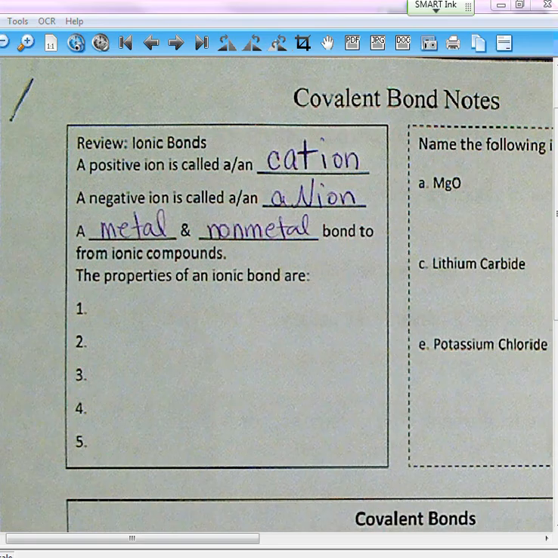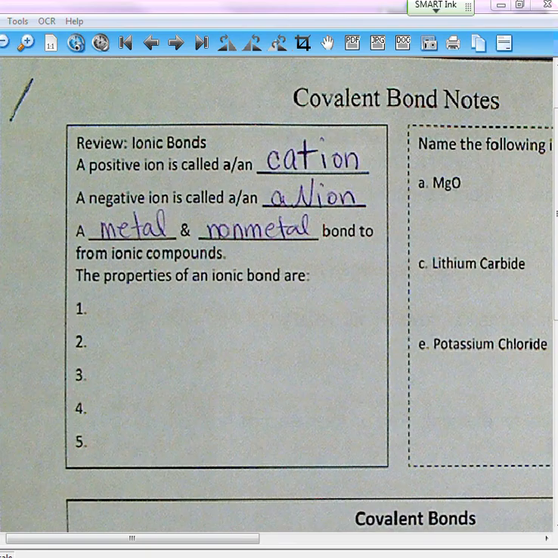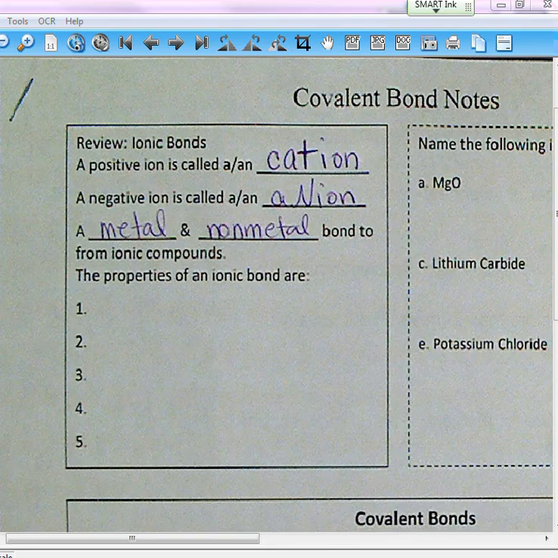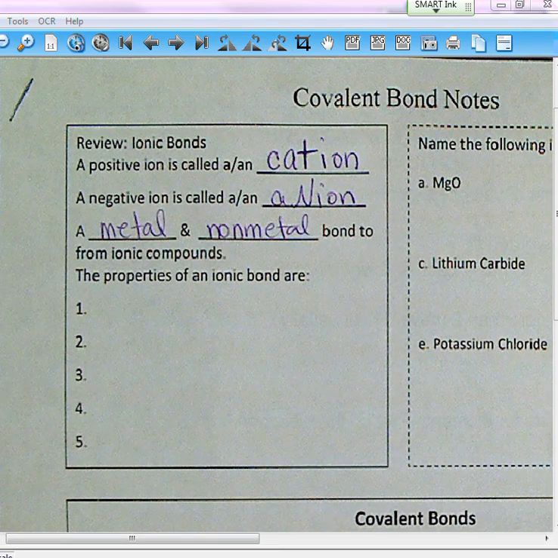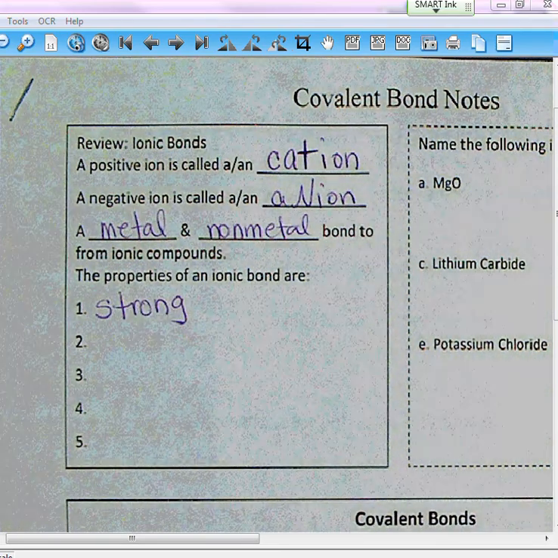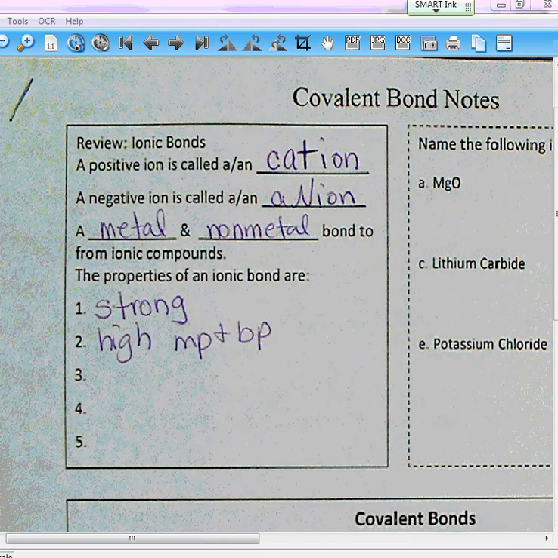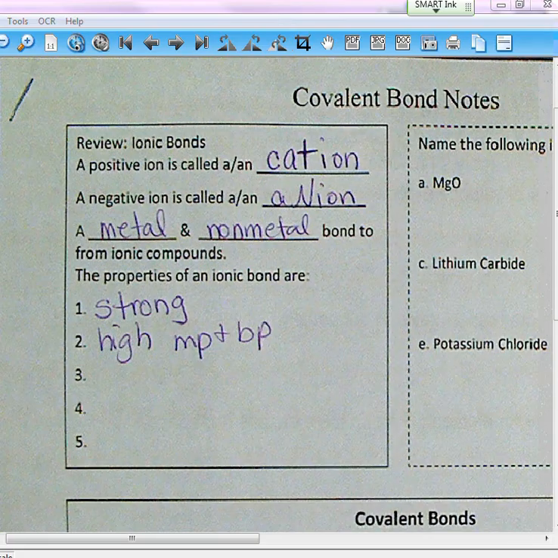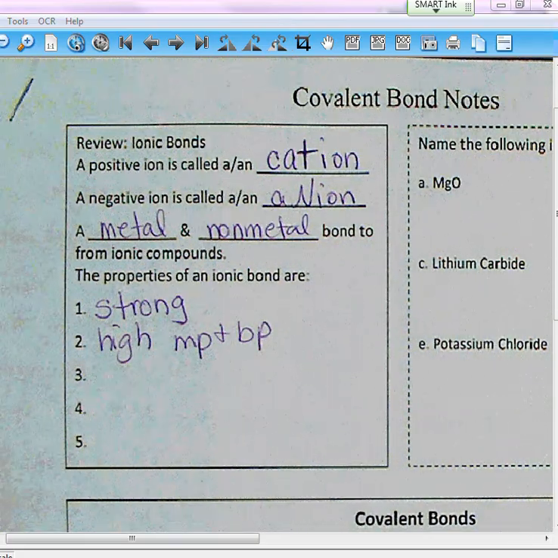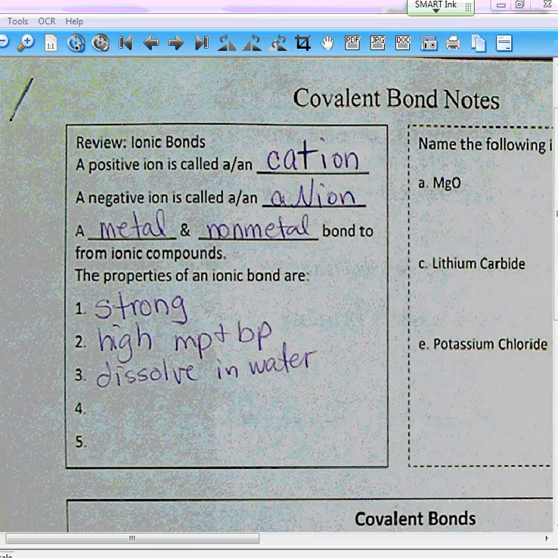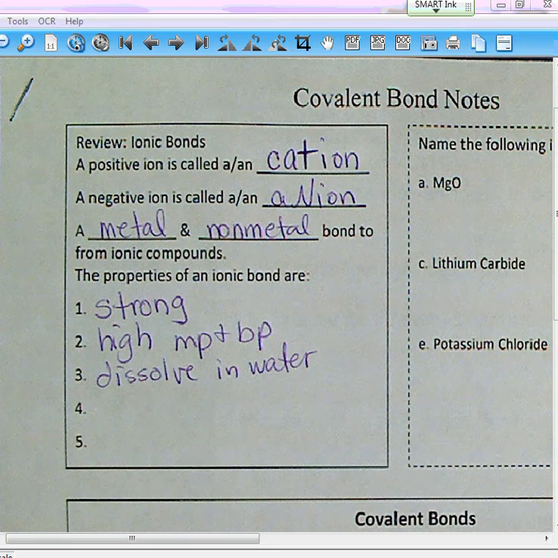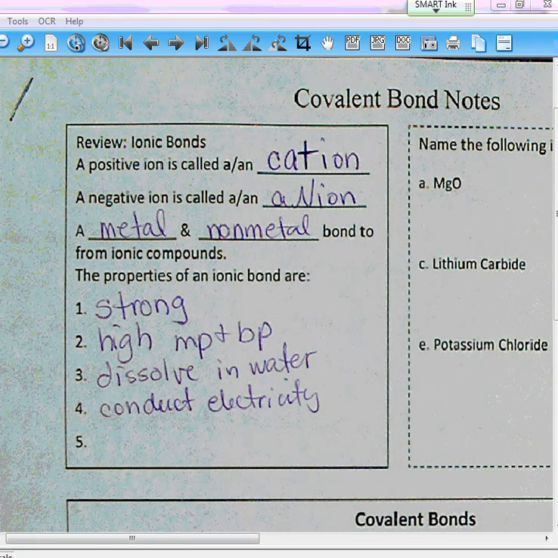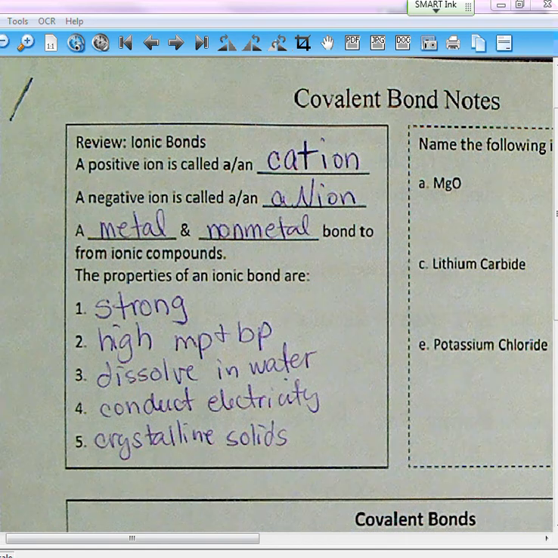Now the properties of ionic bonds, if you will remember, think back to how I drew the witch and all those characteristics that the witch had for ionic properties. These are strong bonds. They have high melting points and boiling points. If you don't recall, MP and BP mean melting point and boiling point. Please add that to your notes. They dissolve in water, or they are soluble in water. They conduct electricity because of those positive and negative charges. And lastly, they are crystalline solids.